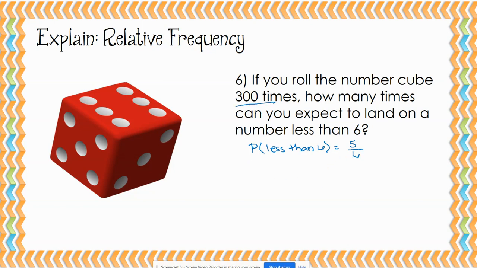Then, since I'm rolling 300 times, I'm going to multiply 5/6 times 300. And I can put 300 over 1. 5 times 300 is 1500. And 6 times 1 is 6. Now all I have to do is divide 1500 by 6, which is going to give me 250. So if I roll the number cube 300 times, I would expect to land on a number less than 6, 250 of those times.